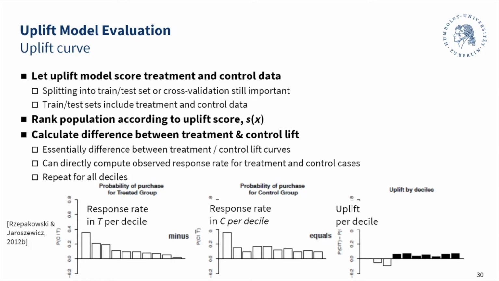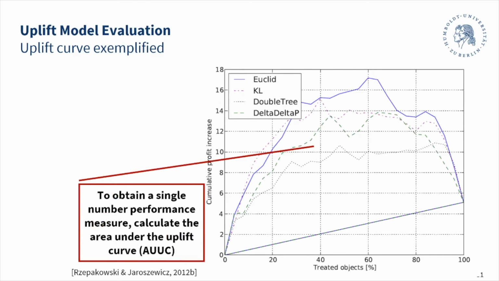It's not exactly the lift curve, that's actually important. You have the response rate per decile in the treatment group and in the control group. So note this is treatment, this is control, and then the uplift would just be the difference between these scores. That's an uplift curve. Here are some other examples of that. It looks pretty much like a Gini curve. The diagonal line corresponds to random targeting. The other lines represent uplift model-based targeting approaches.